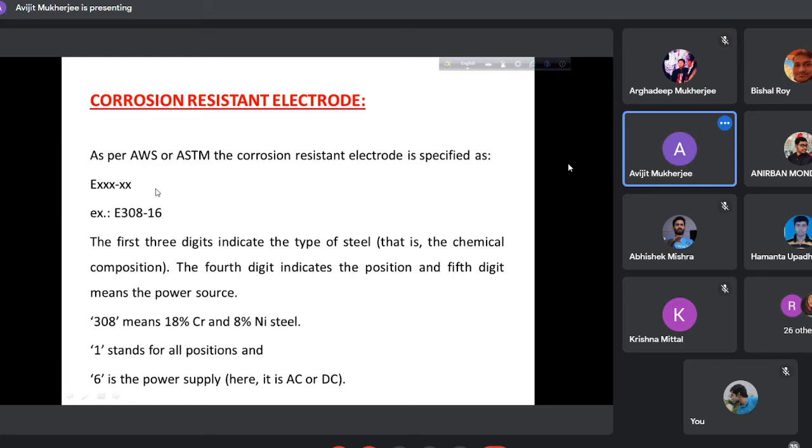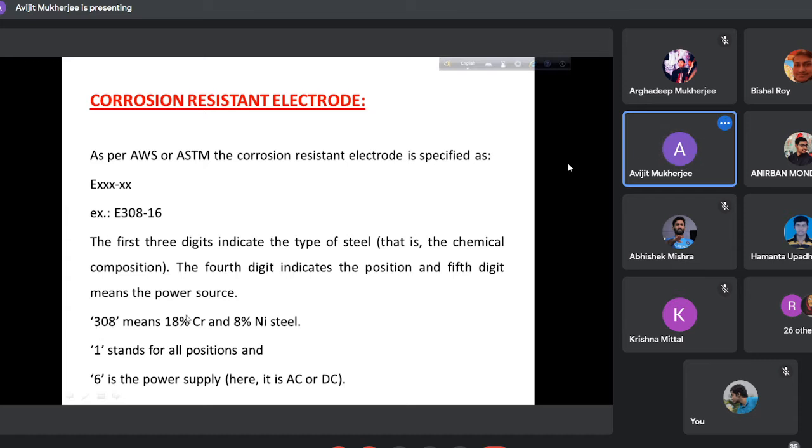Material. That is specified in this fashion: E, 3 digits, hyphen, 2 digits. For example, E308 hyphen 16. The first 3 digits indicate the type of steel. Type of steel means, in steel handbooks there are many types of steels, which is nothing but the chemical compositions. 308 is very common.